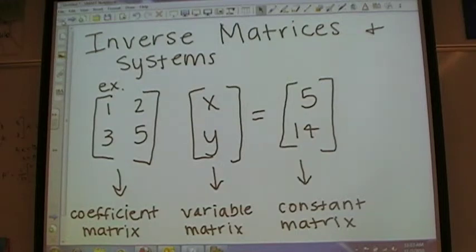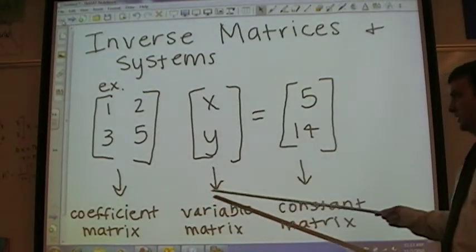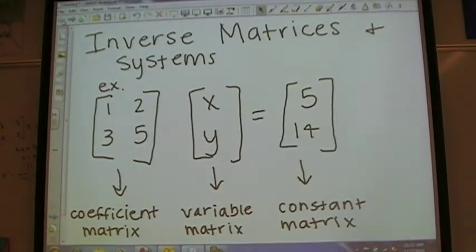And this is inverse matrices and systems. Alright, the first example that we're going to do, I will give you a matrix equation. This is similar to what we just did on the board. And all you're going to have to do is identify which one is the coefficient matrix, which one is the variable matrix, and which one is the constant.